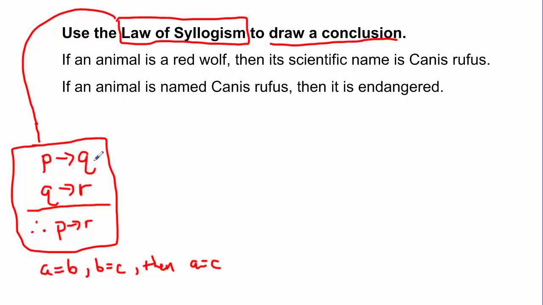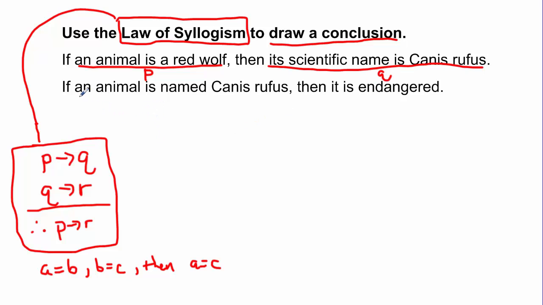But now that I know the law of syllogism, this is the setup. I'm going to convert these into symbolic form as well. So if an animal is a red wolf, so whatever comes after if, that is my hypothesis. I'll put P here. So if an animal is a red wolf, then its scientific name is Canis rufus. So that's going to be my conclusion, Q.